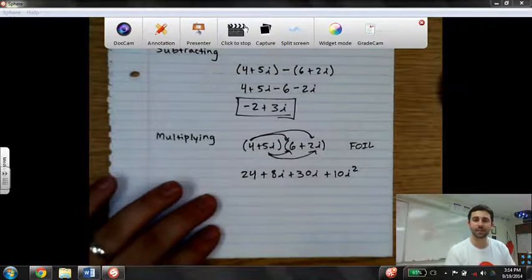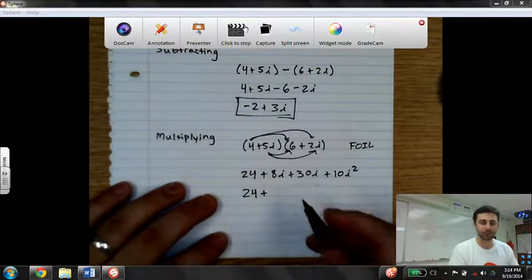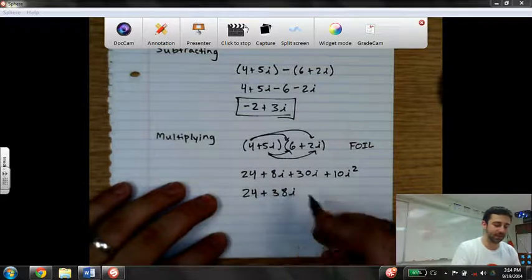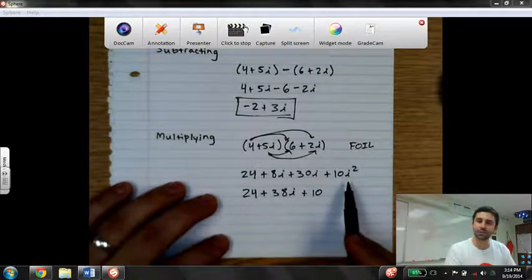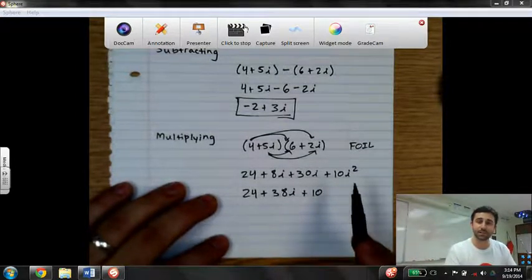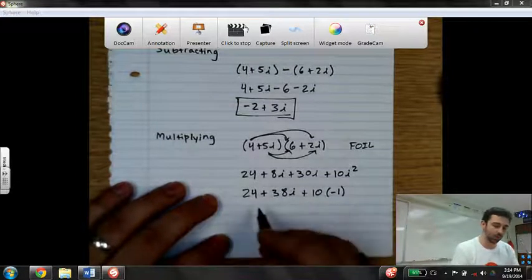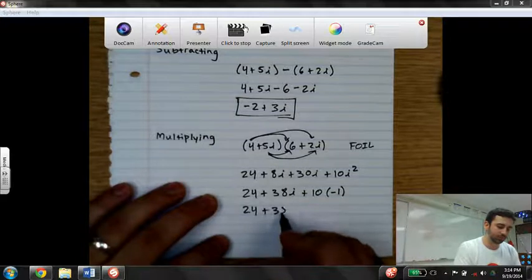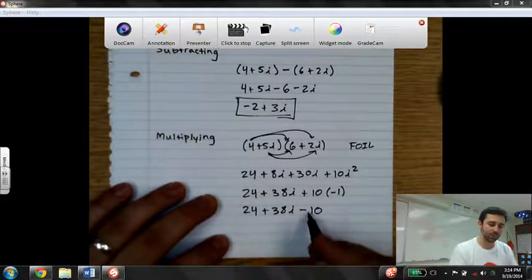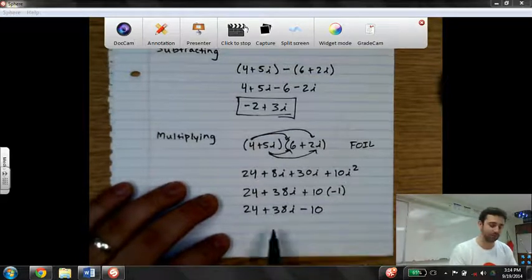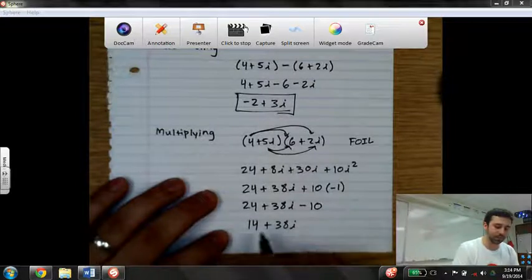And then we once again combine the like terms and get 8i plus 30i to give us a 38i. And then notice an i squared. By definition, previously in the video, i squared can be rewritten as -1, which then turns our positive 10 into a -10. And when we combine the real components of our number, we get 14 plus 38i.